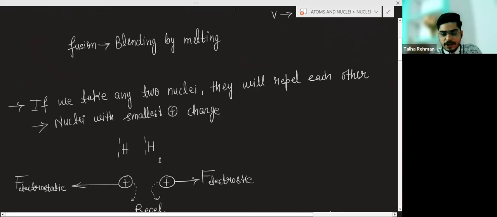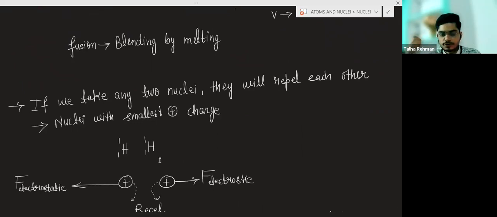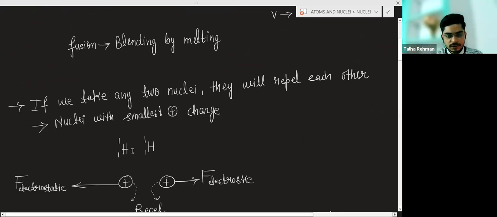Okay, now I will explain you how fusion reaction takes place. Suppose you have taken these two lighter nuclei, 1H1, 1H1. You have taken these two lighter nuclei.